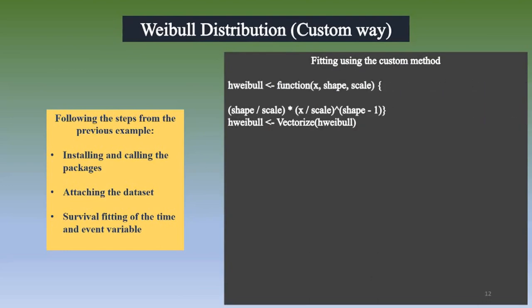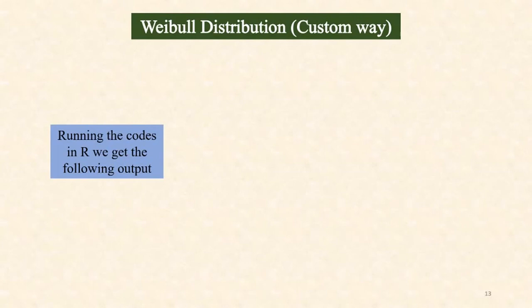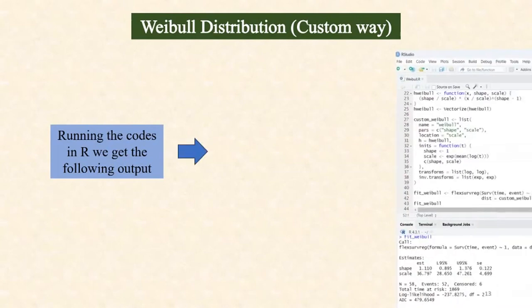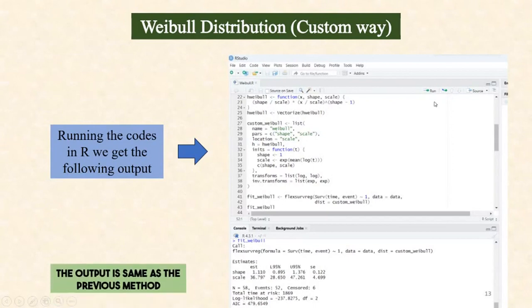For the custom method, we first define the hazard function, and then we define certain name, parameter, location, and the initial variable along with the transformation and the inverse transformation. We fit the Weibull distribution like the previous one, and running the code in R, we get the following output. So from the values, we can see that the parameter estimated values are the same as the previous method, and also the AIC is the same. The output is the same as the previous one.